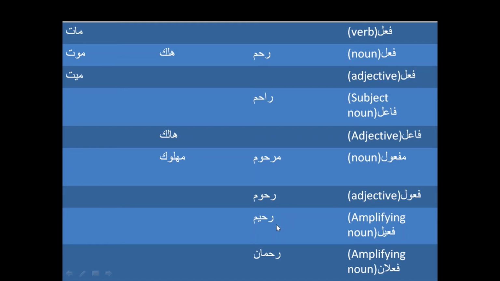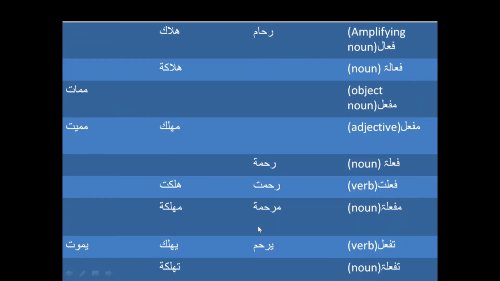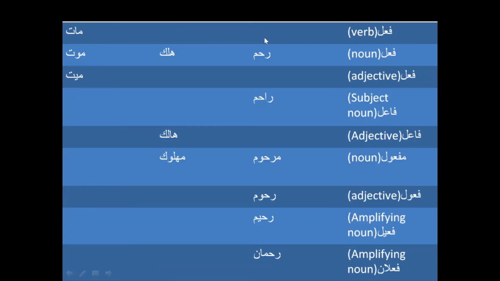But in this case, people usually do it in the case of an amplifying noun, and you are going to see an example of an amplifying noun, this rahim case. So in this case they are using it as if it means rahim rather than marhum. And in some cases you are going to see the fa'il is going to get interpreted as a fa'il, like fa'il would be same like fa'il.